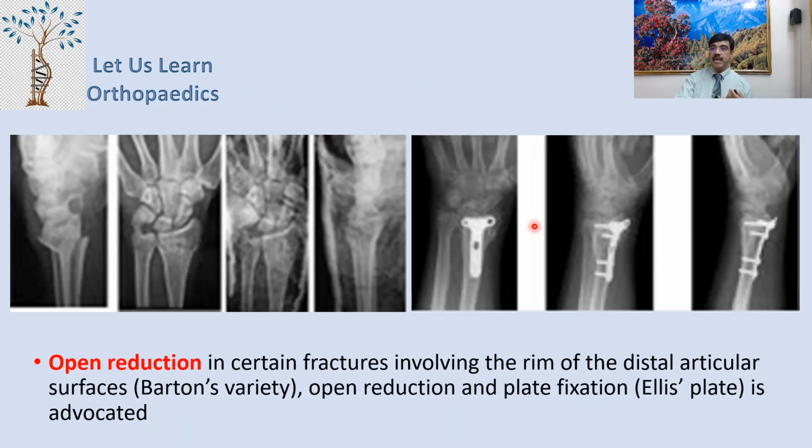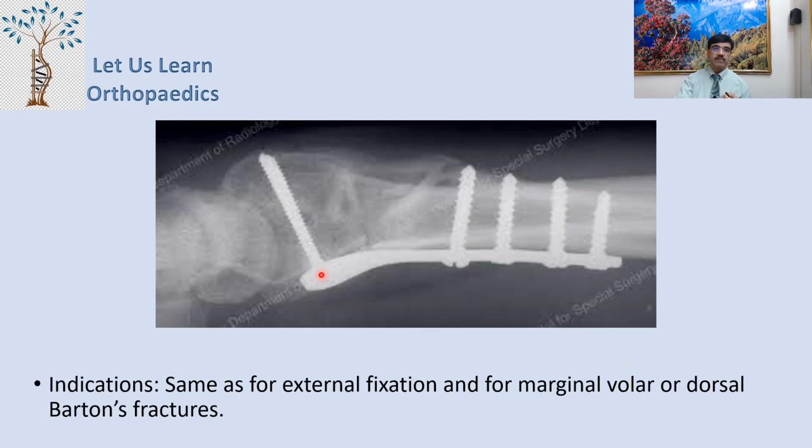Now the third mechanism is doing an open reduction in certain fractures involving the rim of the distal articular surface, that is Barton's variety. Open reduction and plate fixation using the elite plate is advocated. Nowadays the interlocking pre-bent plates are available for fracture fixation. Now the indications are the same as for the external fixation and for the marginal volar or dorsal Barton fractures.